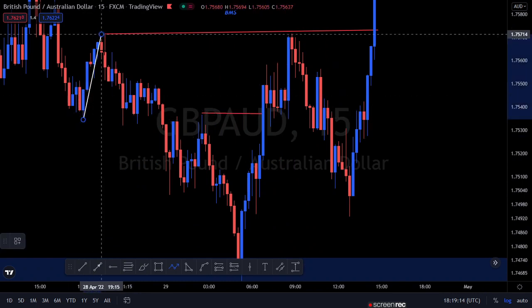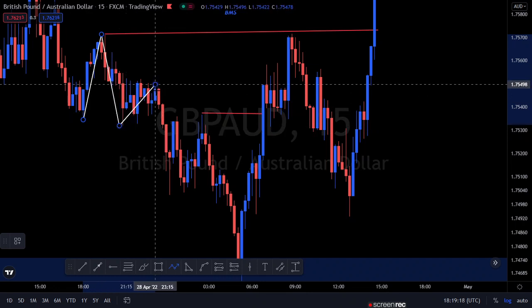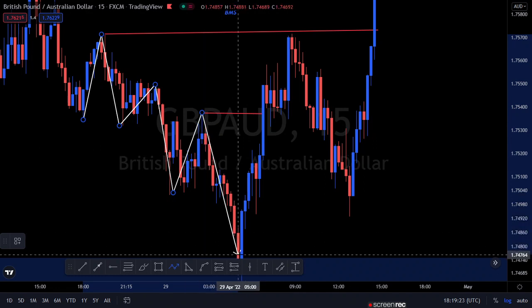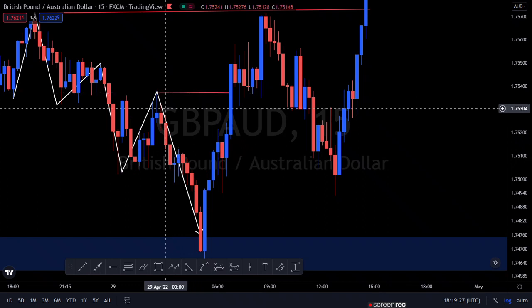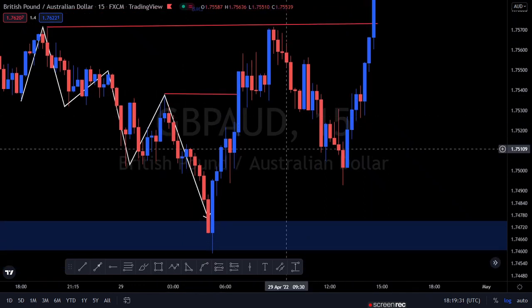Lower low, lower high, lower low, lower high, lower low, lower high, then lower low. So this lower high was the last lower high. That is the last swing high for the bearish structure. And they took it out.